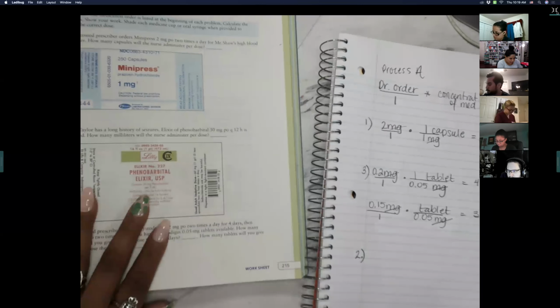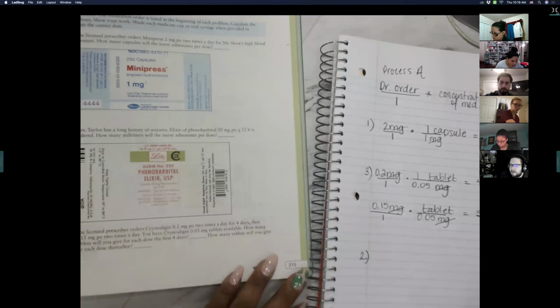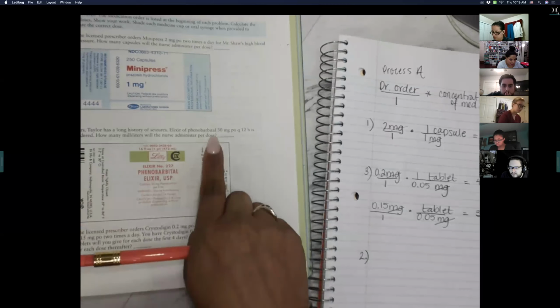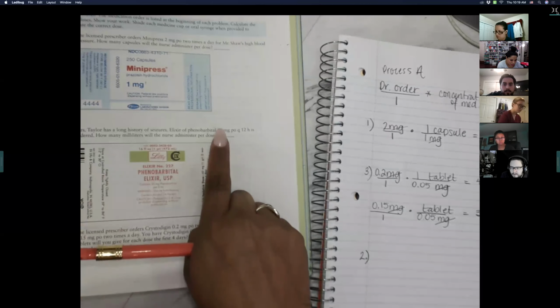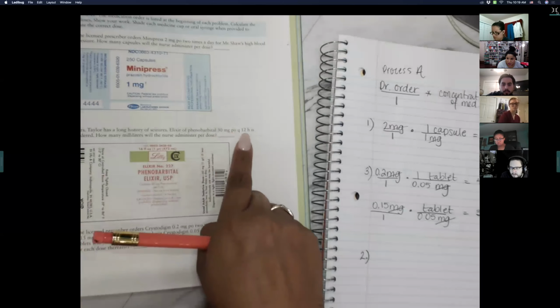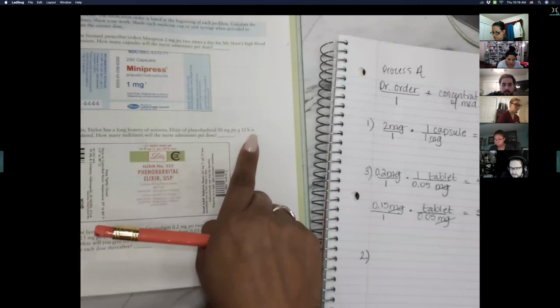Okay, Miss Taylor has a long history of seizures. Elixir of phenobarbital 30 milligrams PO Q12 hours is ordered. That got real messy really fast, right? That was a lot of information. They're telling us administer 30 milligrams by mouth every 12 hours, right?